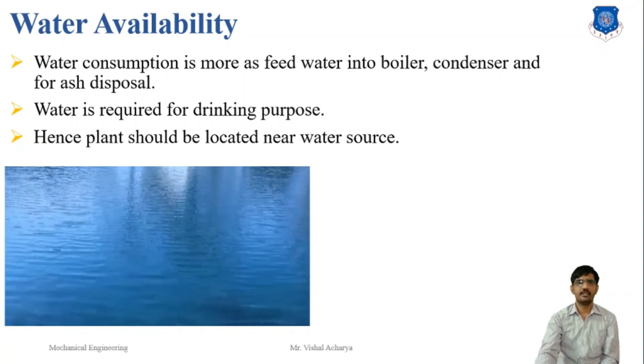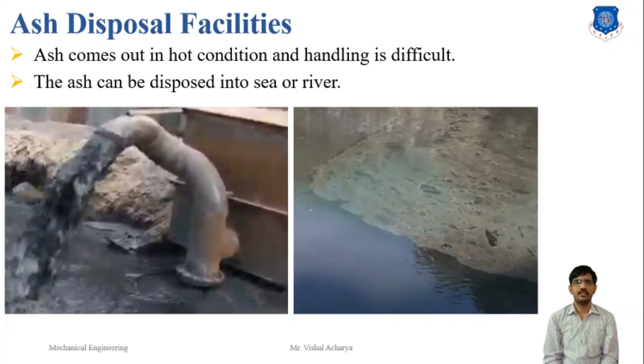Our next criterion is the ash disposal facility. Ash comes out in hot condition, so handling ash is very difficult and economically costly. The ash can be disposed into the sea or river. As a rough idea, for a 100 megawatt power plant, 300 to 500 tons of ash is produced per day. So we require an ash disposal method, or we can also use ash in the building industry and for making bricks.